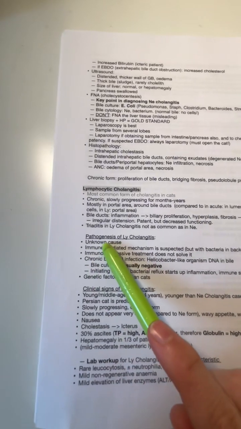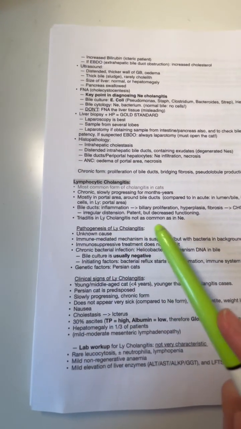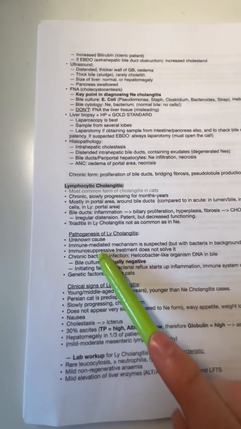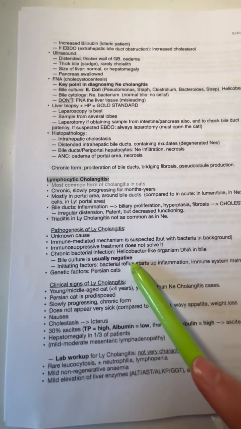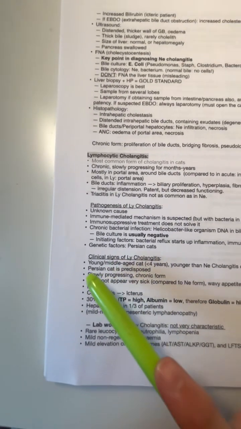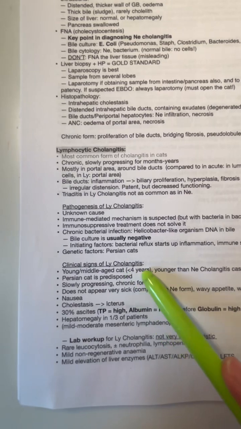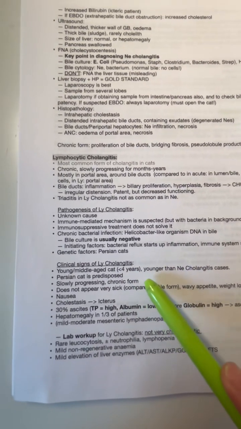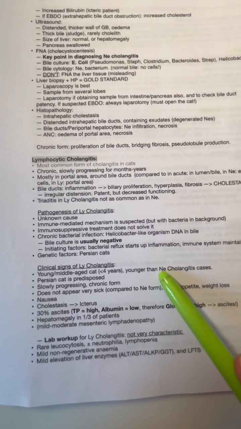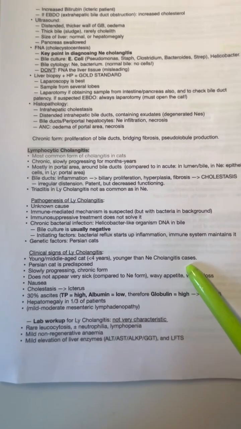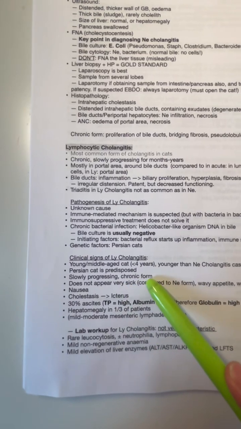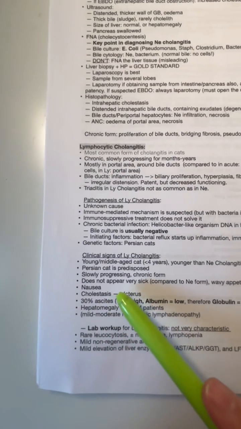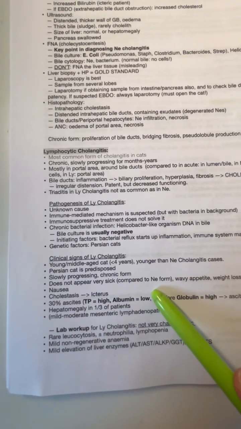The pathogenesis of lymphocytic cholangitis is unknown. It's expected to be immune-mediated. However, immunosuppression treatment does not solve it, and the bile culture is usually negative. In the clinical signs, it mostly affects young or middle-aged cats, so less than 4 years old, and they're younger than the neutrophilic chronic cholangitis cases. Persian cats are predisposed. It's a slowly progressing chronic form. The animal does not appear sick compared to the neutrophilic form.